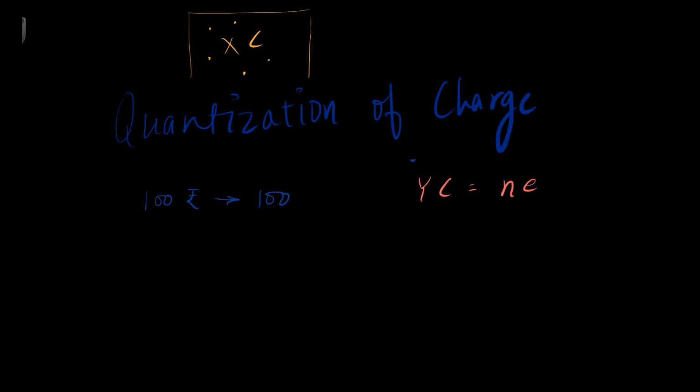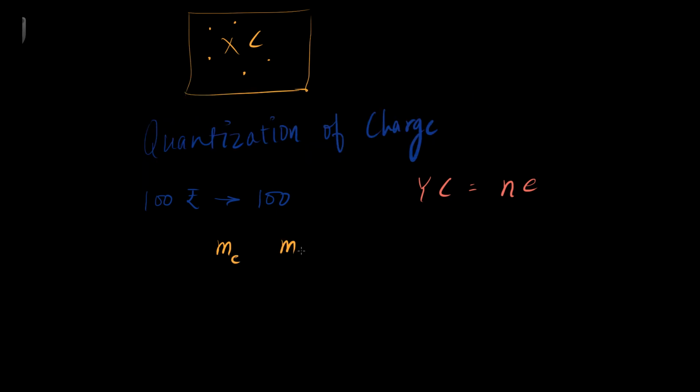But wait, I have a question for you. If everything is made up of fundamental particles, then why is only charge quantized? Why not mass? Can I say mass is also quantized? Think about it. Well, to give you an answer, masses of electrons, protons and neutrons are different. So suppose the mass of an electron is me, mass of a proton is mp and mass of a neutron is mn, then I cannot say that any mass M, capital M, which is the mass of any matter, will be equal to some integral multiple of me, because there can be protons or neutrons.